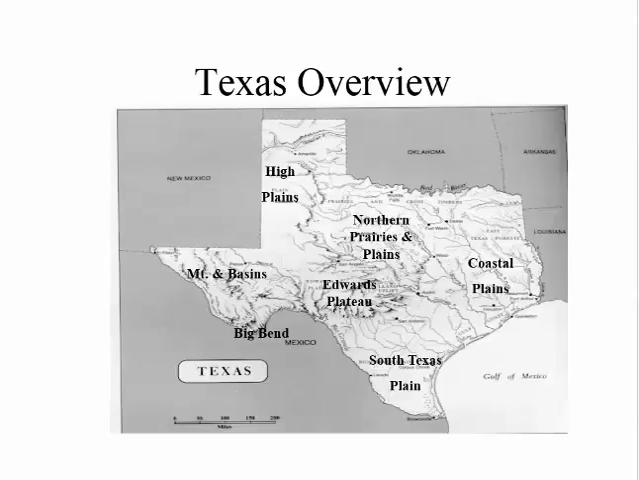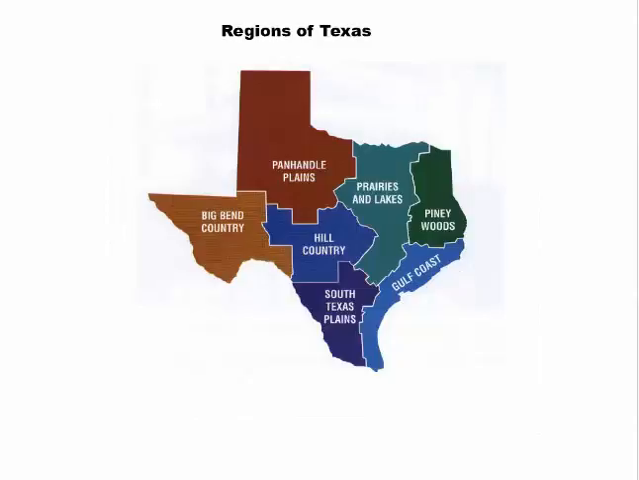The simplest is an overview, which has the coastal plains located to the east, the mountain basins located to the west, the high plains, the northern prairies, the Edwards Plateau, and the South Texas Plains. This is not inaccurate. However, it is unfortunately a little bit too much of a simplification.